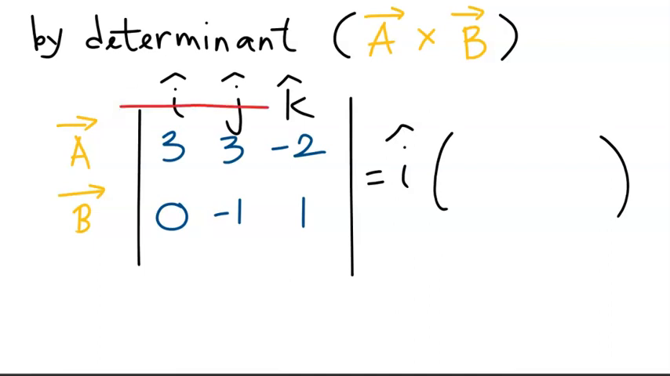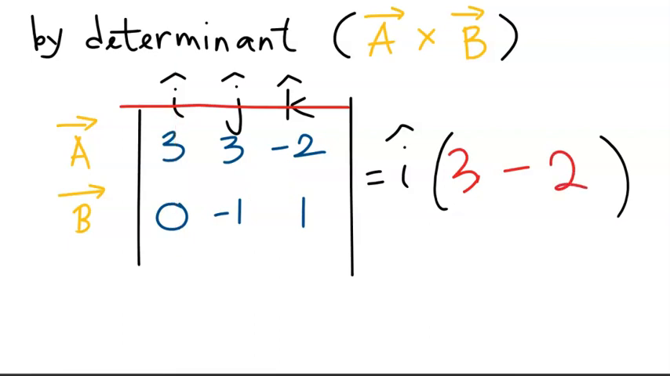The x component can be evaluated like this. You cross out the i hat in two mutually perpendicular directions. So you're left with 3, minus 2, minus 1 and 1. Now you proceed as if you're evaluating a 2 by 2 determinant. That means 3 times 1 minus 2 times minus 1. So it's going to be 3 minus 2.